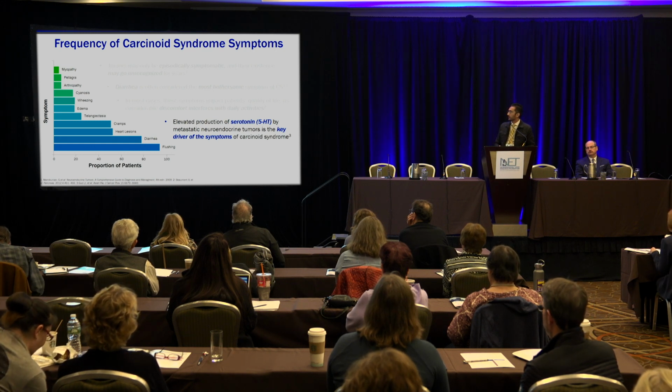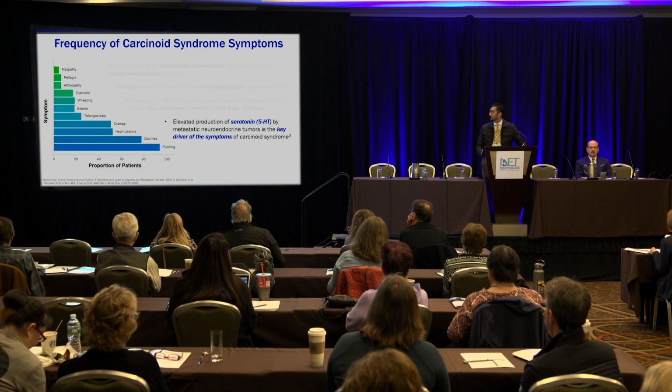Elevated production of serotonin by metastatic neuroendocrine tumor is the driver of symptoms of carcinoid syndrome. Most often, elevated levels of serotonin happen when the tumor has metastasized, especially to the liver, because when it goes to the liver and these tumors are making all these hormones, it doesn't get metabolized, since the liver loses some of its capacity to metabolize it, and it gets exposed in the systemic circulation. And then our patients usually experience some of these systemic symptoms.